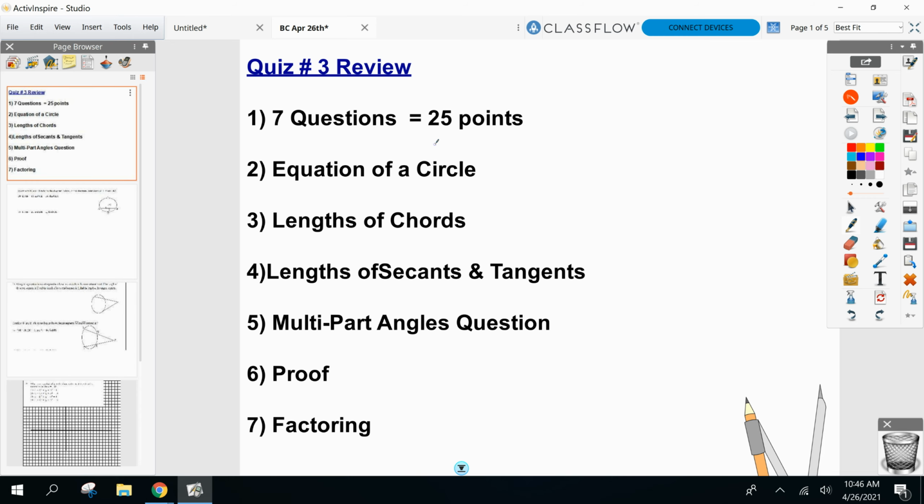Up on the screen right now, you'll see what to expect on the quiz. I will be here after school today at 2:15 for anybody that wants to review, and tomorrow at 2:15 for anybody that wants to review. So I'll let you guys just soak that in, and I'll start talking about a couple things and do some examples with you.